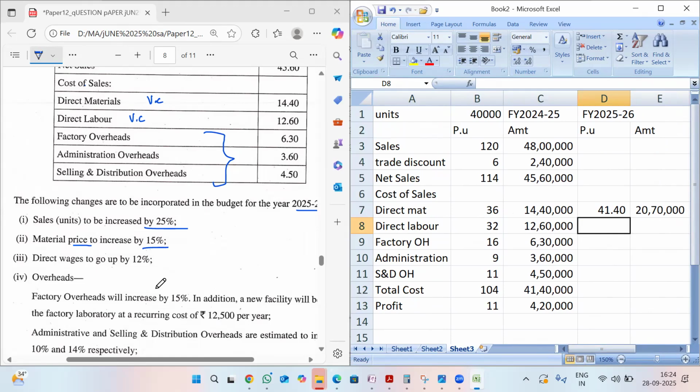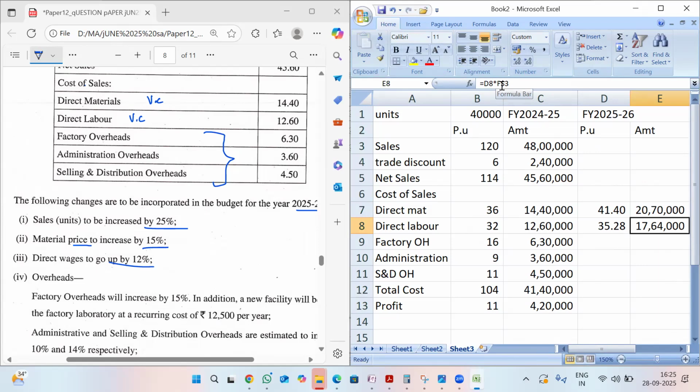Okay. Then what about labor? They are saying there is a 12% increase. So 32 has to increase by 12%. 32 into 1.12. So again, 35.28 I'm getting. So this is per unit. Then what will be the amount in total? So 35.28 into 50,000. So 17 lakh 64,000. I will get 17 lakh 64,000. Now, till this, it is fine.